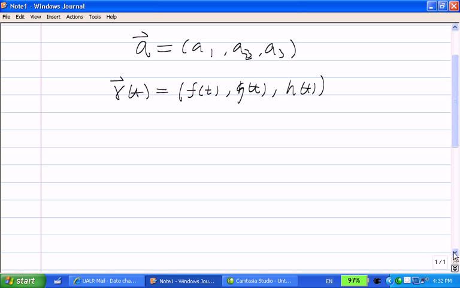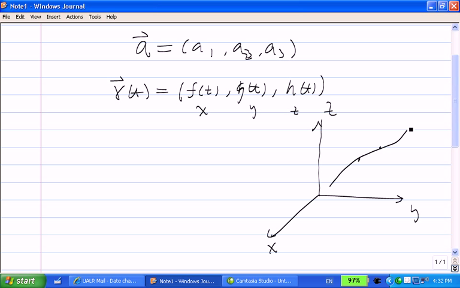So, what's the graph of that? Here is x, here is y, here is z. For a given t, you plug in there, you can find x, y, z. So you find a point in the space. For different t, you find a different point. You connect those, you get a curve in the space.